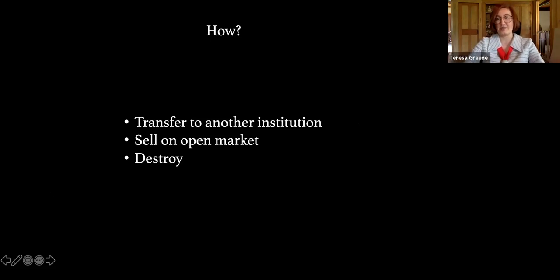And the method. In an ideal world, everything that is owned by a museum and gets deaccessioned will then go to another museum. So you would transfer it to another institution. This is not always practical because a lot of the times the things we're deaccessioning are trash. And so the second option is to sell on the open market.